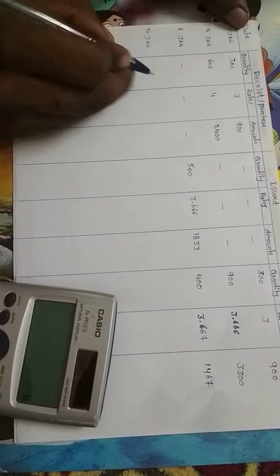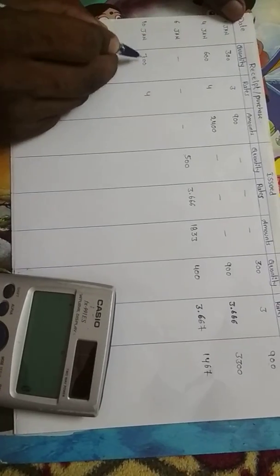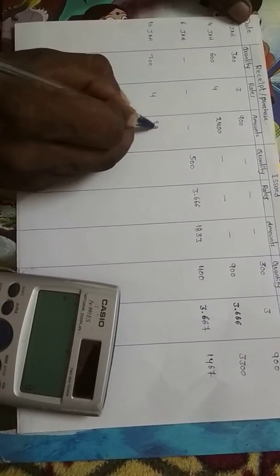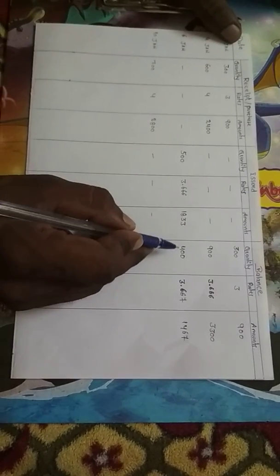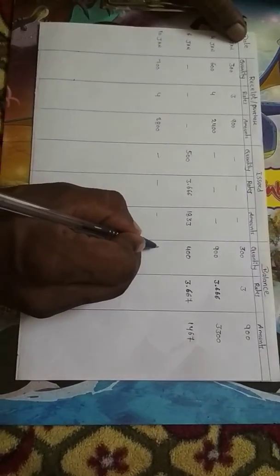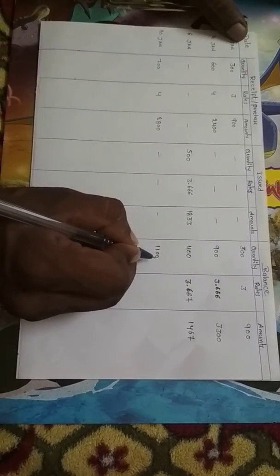On 10th of January, the company has purchased 700 units at the unit cost 4 rupees. If we multiply, the total becomes 2800. Again, they have not issued anything. So we already have the balance of 400. If we add this 400 and 700, the total quantity becomes 1100.